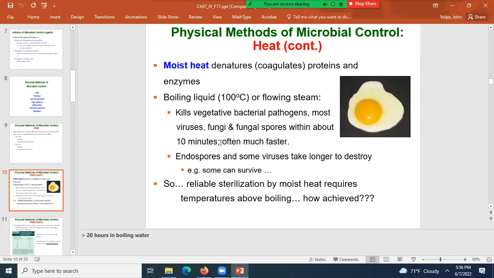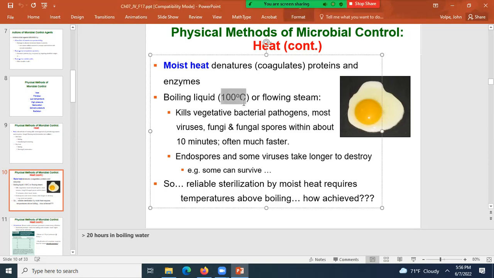minutes. So if you cook your vegetables for 10 minutes, you'll kill off all of these agents. Oftentimes, the cells will be killed off much faster. Like you only need to subject E. coli to 100 degrees Celsius boiling temperature, and then that kills the E. coli. And we're talking about a second or less. So oftentimes you can kill the cells much faster than 10 minutes.